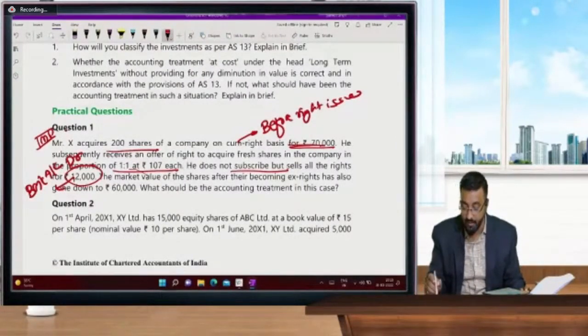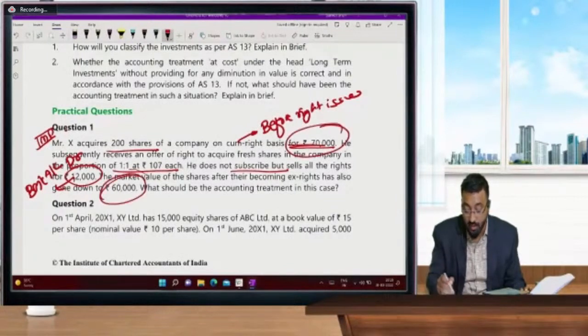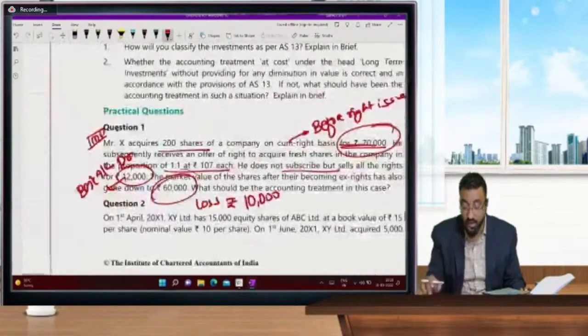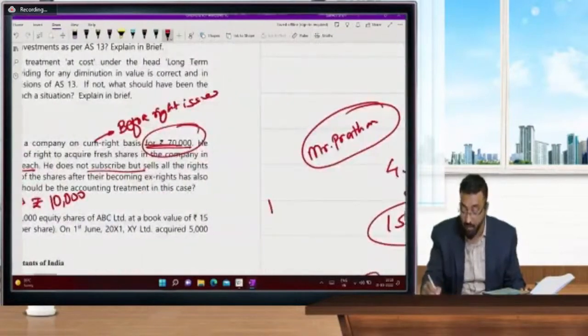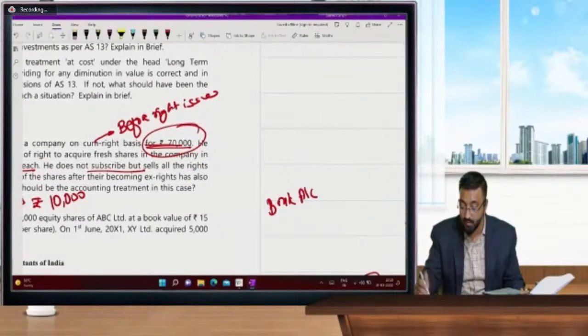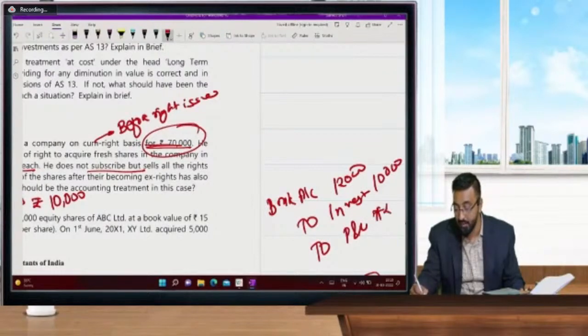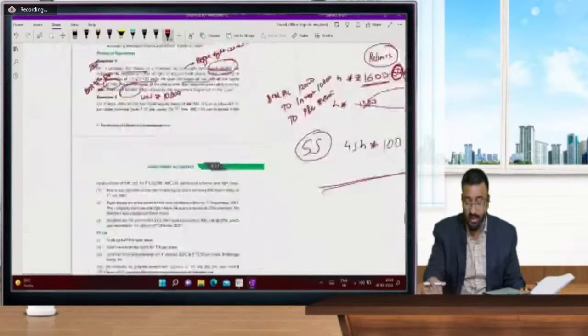And what happens? His market value goes down to rupees 60,000. So what is the loss? Loss is rupees 10,000, loss in the investment. So now what is the entry that he is going to pass, beta, Mr. Pratham? Bank account debit. How much did he get from renouncement? 12,000. What is the loss in the investment? 10,000. And what is the profit, the balancing figure? 2,000. So this is the answer of TYK1.